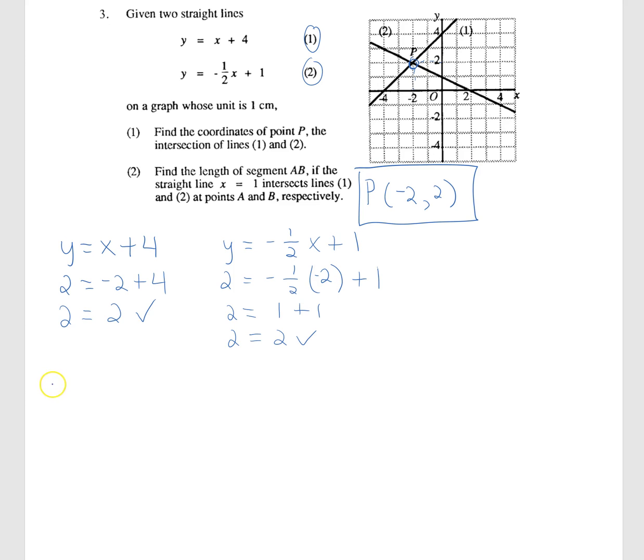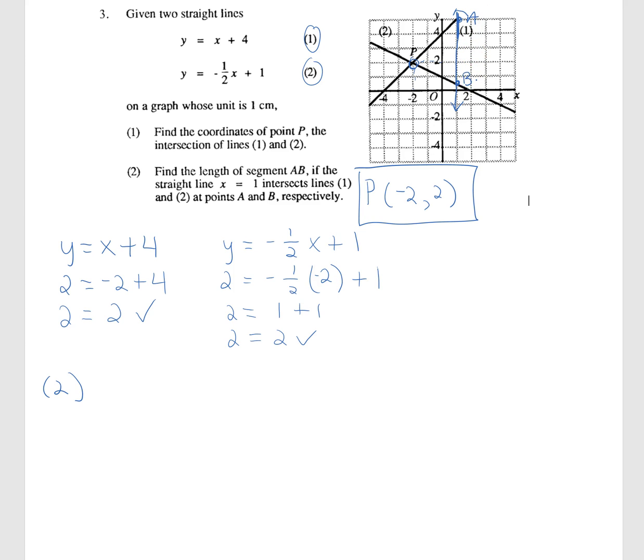Okay, so let's move on to part 2. Part 2 is asking us to find the length of segment AB if the straight line x equals 1 intersects lines 1 and 2 at points A and B respectively. So let's draw in what this straight line x equals 1 is. That's going to be right here, a vertical line at x equals 1. So we can see that our intersection points are here and here. I'm going to call this top one A and this bottom one B.